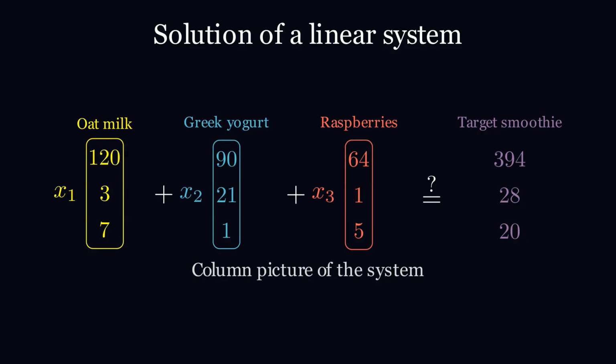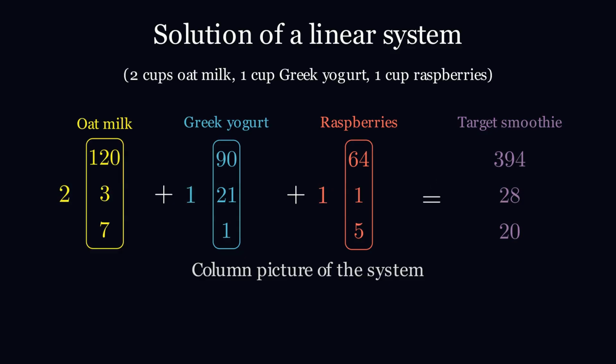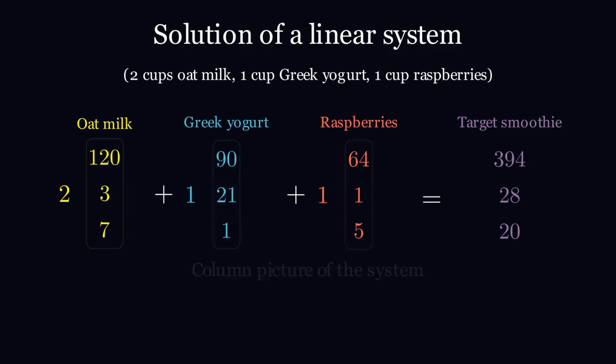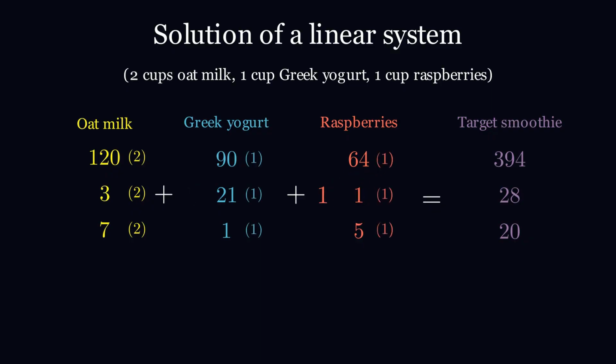Each ingredient column is a building block, as we said. Now let's test a specific choice. For example, we can choose 2 cups of oat milk, 1 cup of Greek yogurt, and 1 cup of raspberries. It means we multiply every number in the oat milk column by 2, every number in the yogurt column by 1, and every number in the raspberries column by 1.